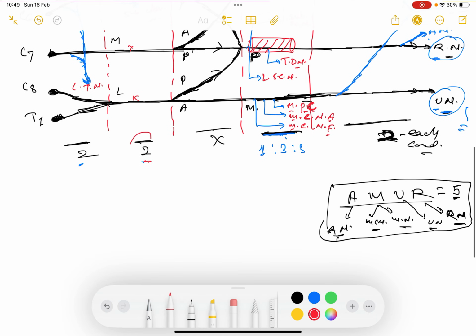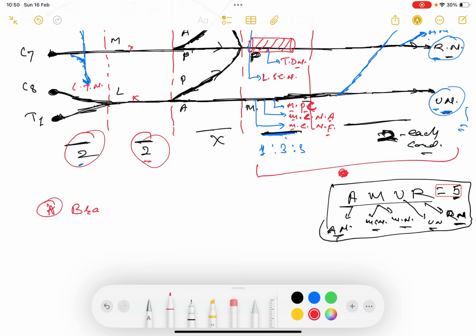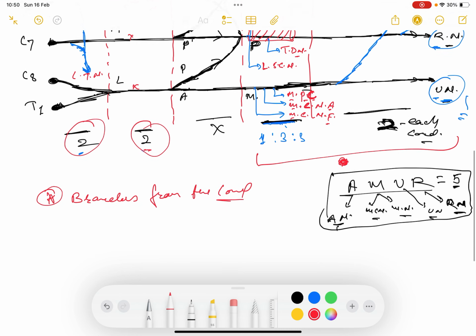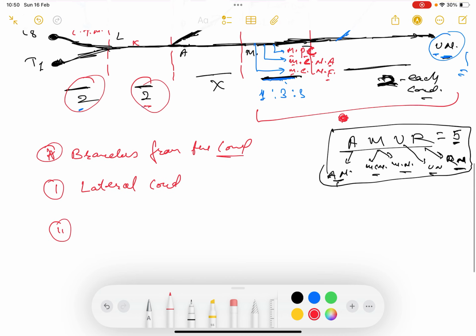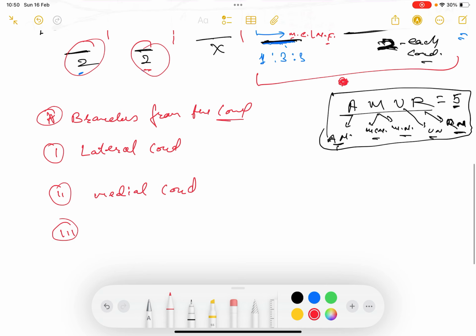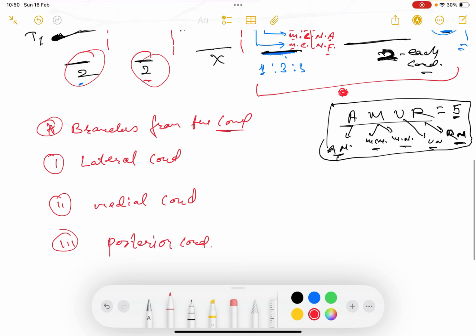Now see, I give you a trick. These two nerves we can remember, and these last branches are difficult to remember, so I'll give you a trick to remember the branches from the cord, right? So let's see the branches from the cord. We can use a mnemonic, right? So the mnemonic we can use is, for the lateral cord, for the medial cord, and for the posterior cord.